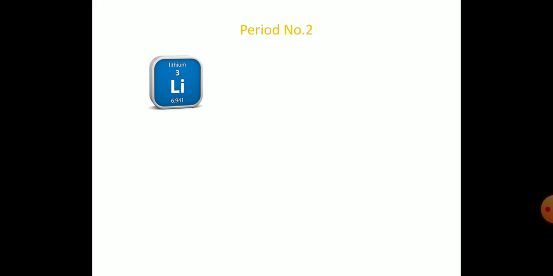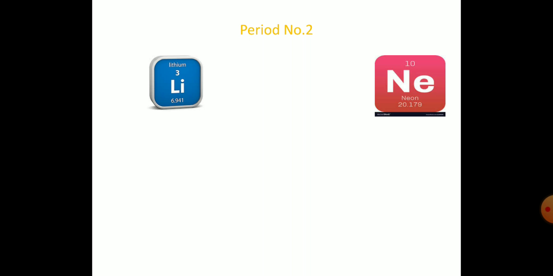Li is the symbol of lithium, and this period ends with an inert gas, that is neon. So we can say the elements from lithium to neon. In between, beryllium is present, boron is present, carbon, nitrogen, oxygen and fluorine. You can refer to your periodic table and know this.